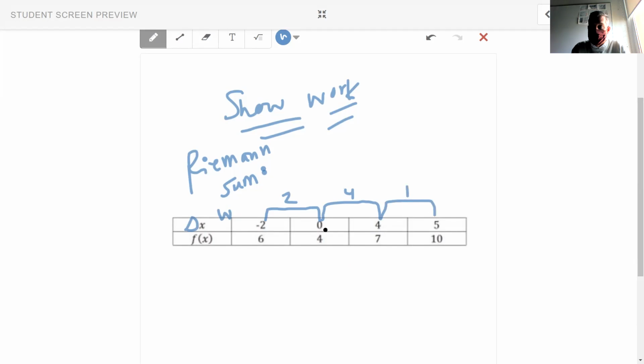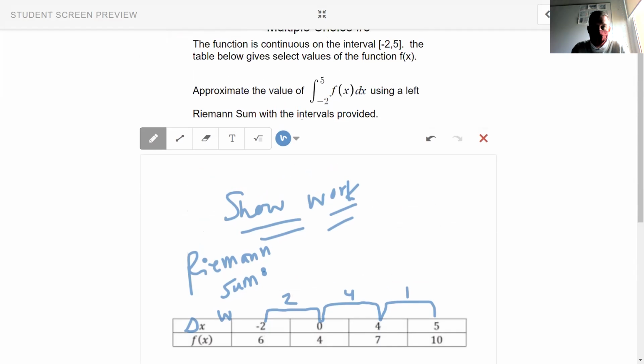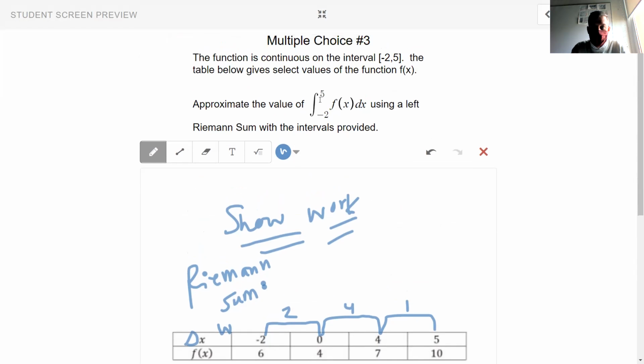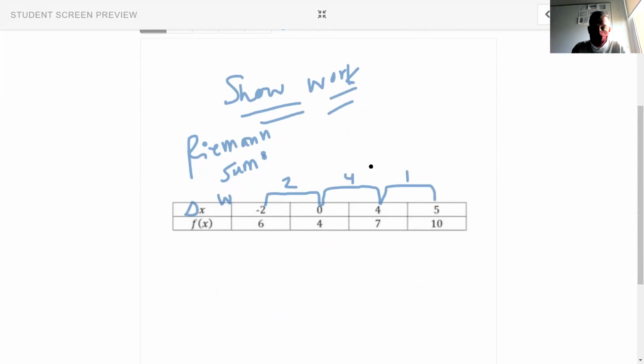So the width of those rectangles is changing, and now we're going to find the area of each rectangle. Well, let's see. It says Riemann sum from -2. That's how I knew to go from -2 to 5. Sorry, I should have read that first. Using a left Riemann sum. So for each one of these, 2, 4, and 1, I'm going to choose the height that is associated with the left side of that rectangle. So I'm going to do 2 times 6, 4 times 4, and 1 times 7.